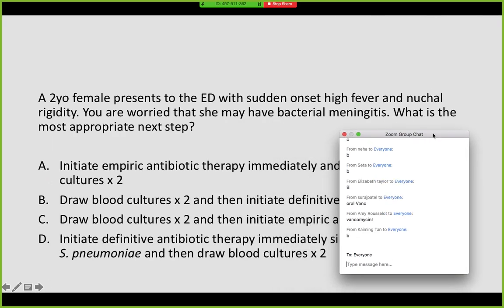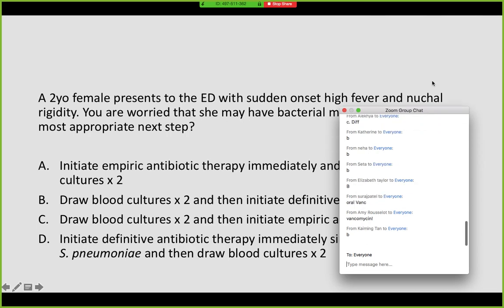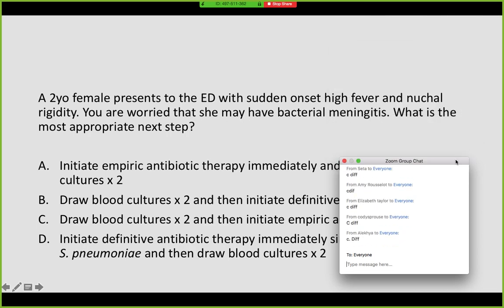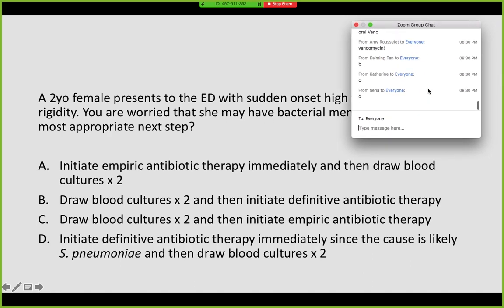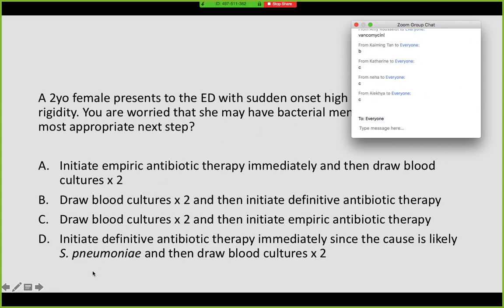A 2-year-old female presents to the ED with sudden onset high fever and nuchal rigidity. You are worried that she may have bacterial meningitis. What is the most appropriate next step? Right, so you want to draw your blood cultures and initiate your empiric therapy. Then you're going to wait for the results and then switch over to your definitive therapy.